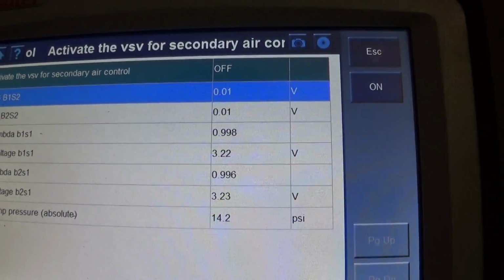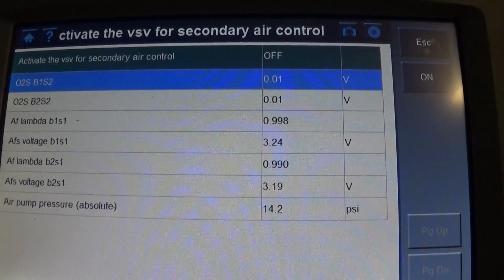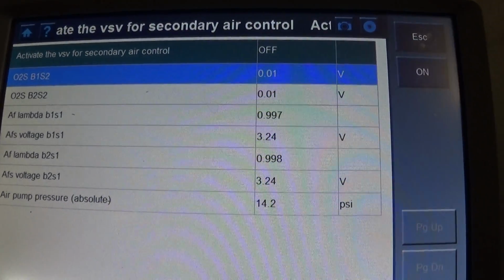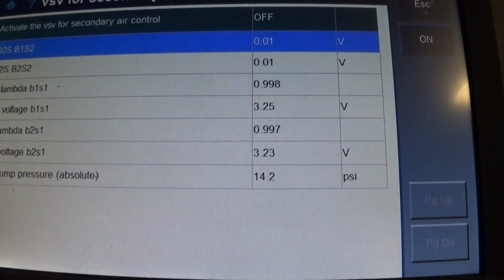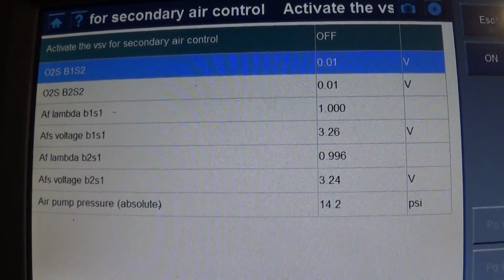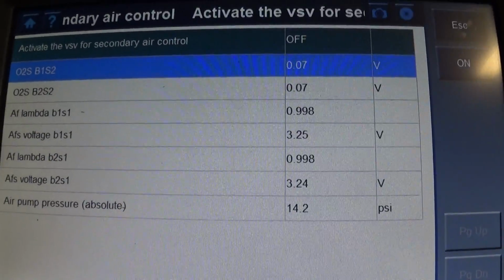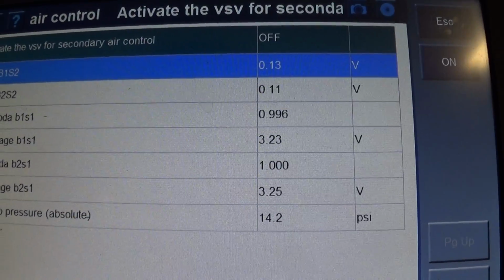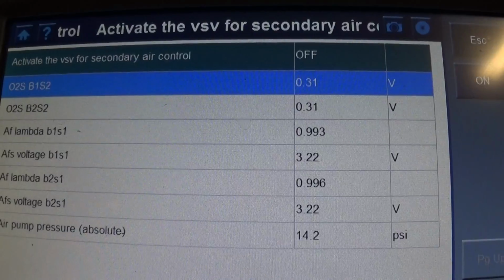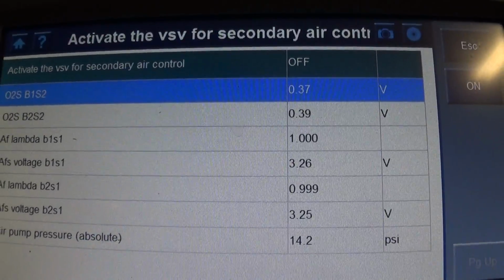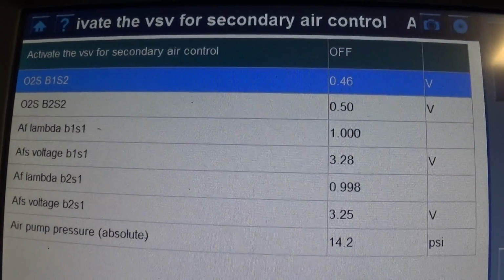Okay, so 14.2. Now, if you see your air pressure extremely high once you energize this, maybe 18 or 19 psi, that's a clear indication that you have an obstruction somewhere. So the pump is running, but the air has no way to go. So here we go. Now we can see our downstream sensors are warming up, and in a couple more minutes we're going to activate the system.